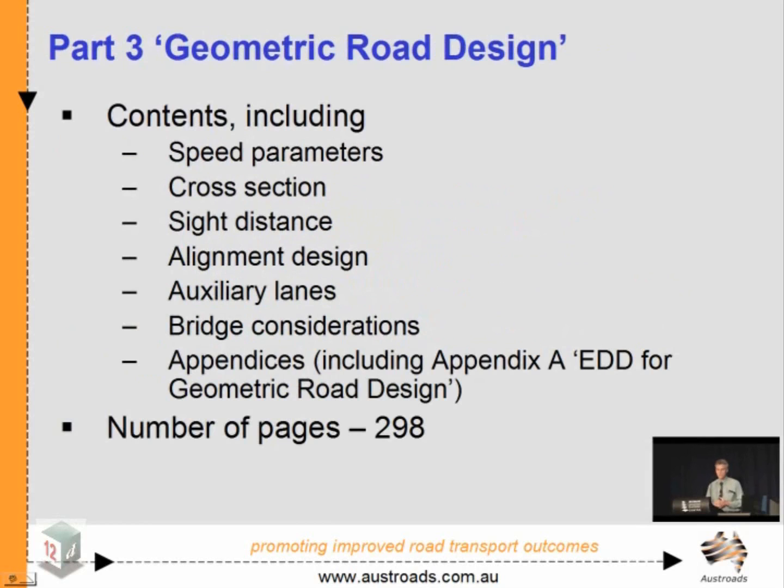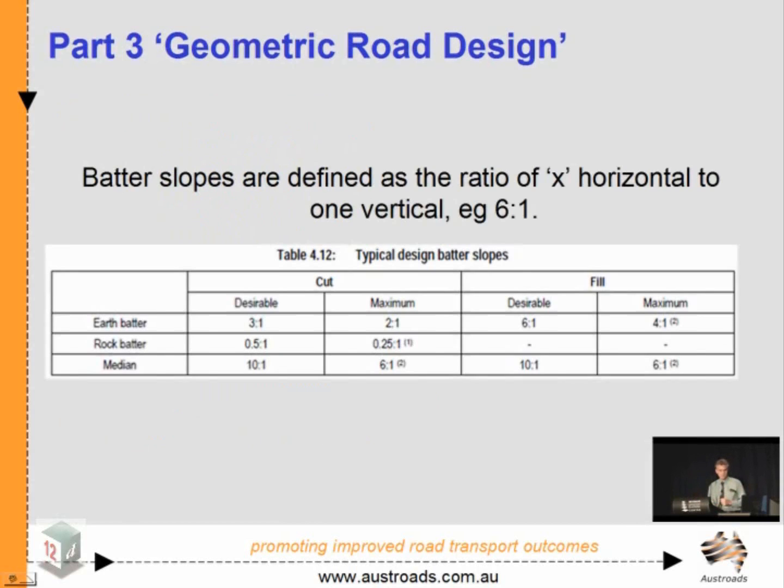Part 3, Geometric Road Design, is all the geometric road design for the big box situation that's away from intersections. The sorts of things in there would be what you'd typically expect. And this is a fairly hefty part, almost 300 pages. What I want to do is give you a few snippets now in part 3 of what's different from what we might be used to in Queensland.